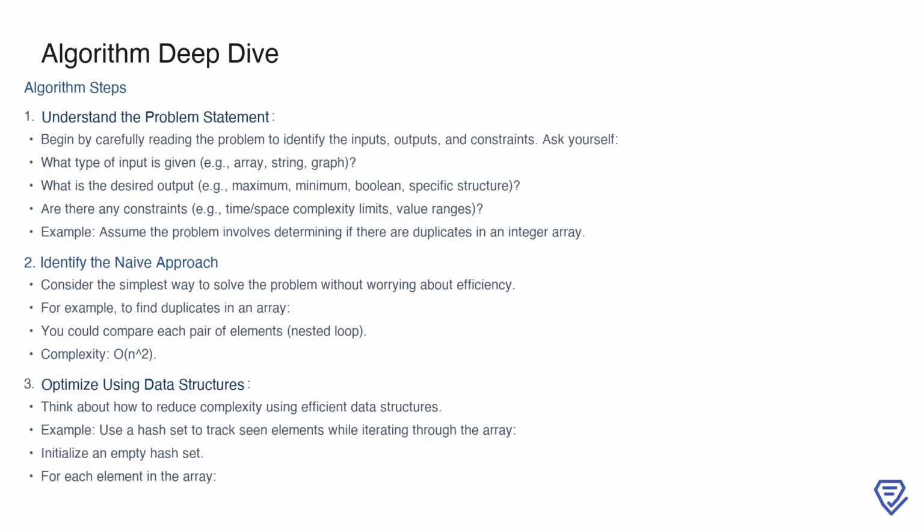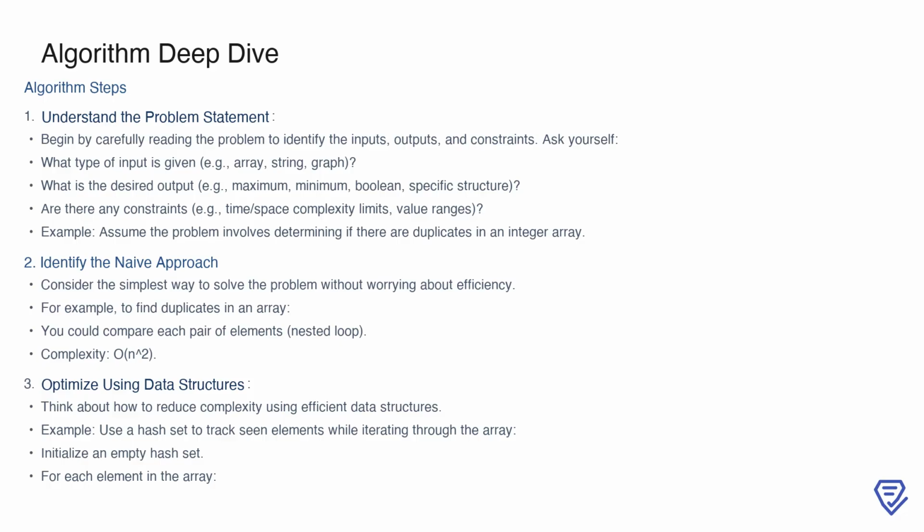This is the simplest, most straightforward way to solve the problem, even if it's inefficient. For instance, in the duplicates example, you could compare every pair of elements using nested loops, though this would result in an n² complexity, something we'll aim to improve.